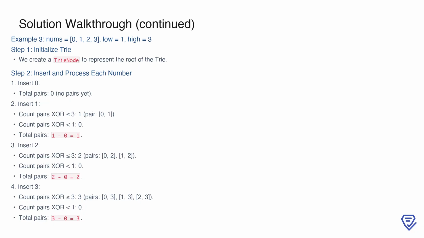For 2, the count for XOR results less than or equal to 3 with 2 is 2, representing the pairs 0, 2, and 1, 2. The count for XOR results less than or equal to 0 with 2 is 0, so 2 contributes two pairs. After inserting 2, we process 3. The count for XOR results less than or equal to 3 with 3 is 3, corresponding to the pairs 0, 3, 1, 3, and 2, 3. The count for XOR results less than or equal to 0 with 3 is 0, so 3 contributes 3 pairs.